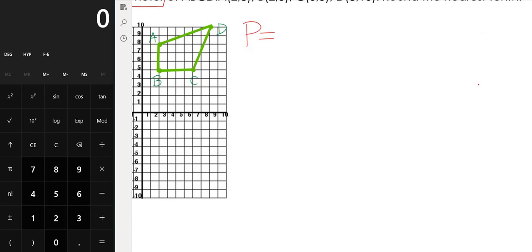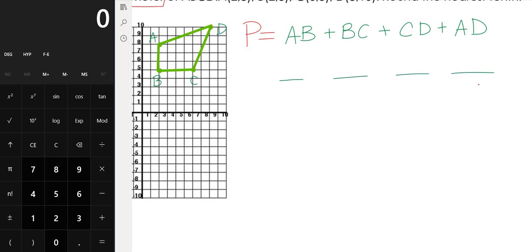4. I have AB, I have BC, I have CD, and I have AD. I need to add them all together in order to get the perimeter. All you have to do is add them together. So we have to go one by one and solve for all of these lengths. So I'm going to have these as placeholders, and I'm going to be adding together all of these values. Let's start with AB.